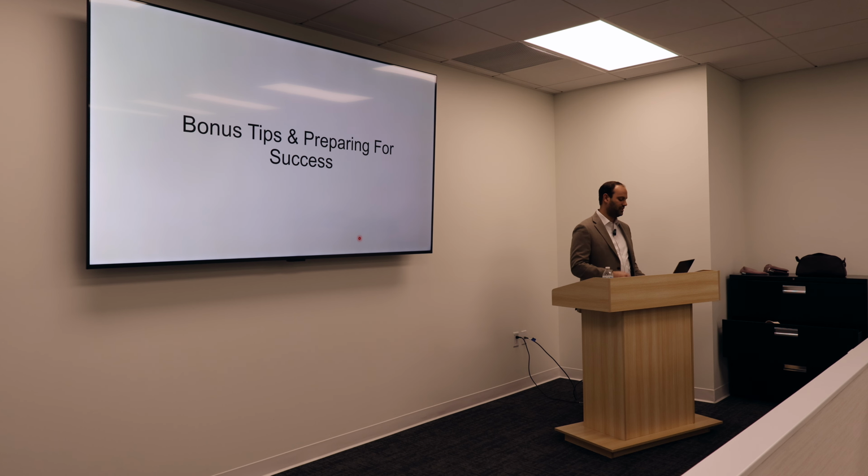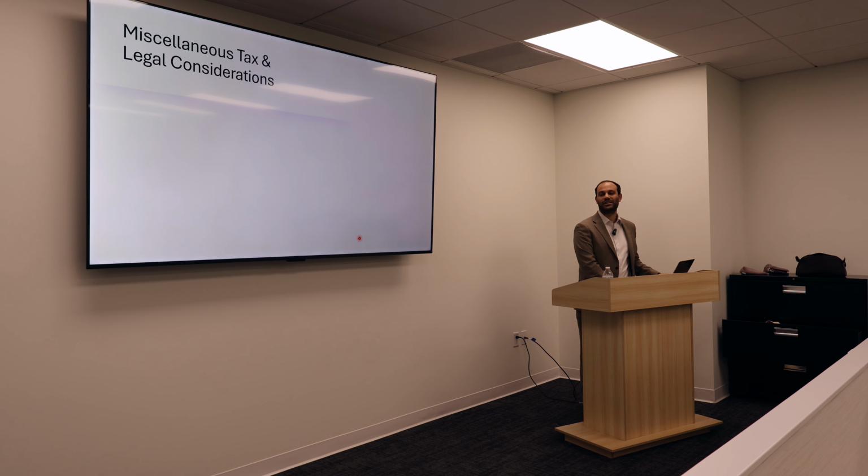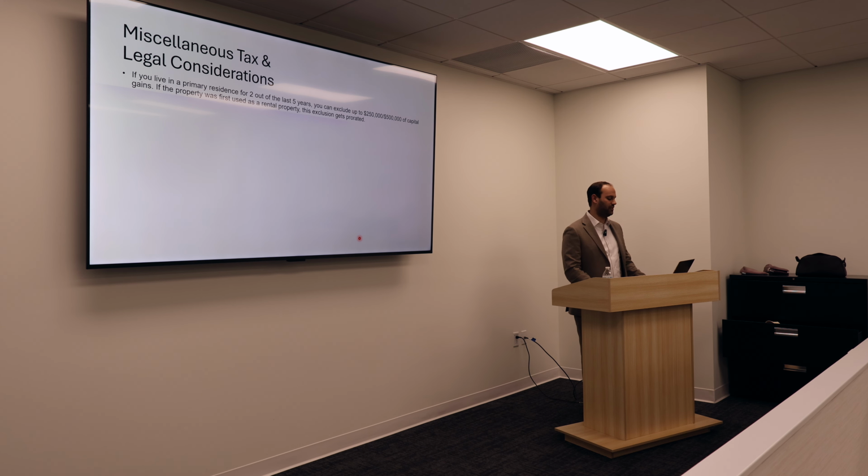The next thing I'm going to talk about is bonus tips and preparing for success. And this is just from years of experience, just things I want to let you guys learn about so that you guys can make more informed decisions. If you live in a primary residence for 2 out of the last 5 years, you can exclude up to $250,000 if you're single or filing separately, or $500,000 if you're filing jointly of your capital gains. So let's say you buy a property for $1 million, you're married and it appreciates to $1.5 million, you're paying 0 capital gains under this $500,000 capital gain exclusion.